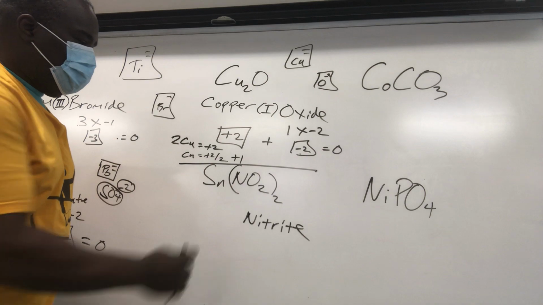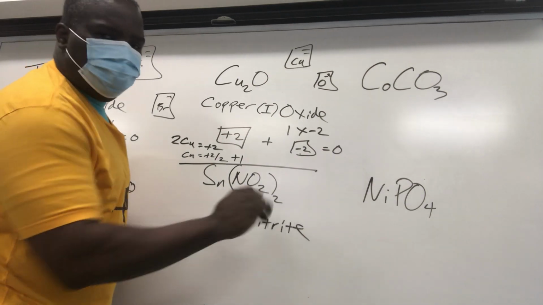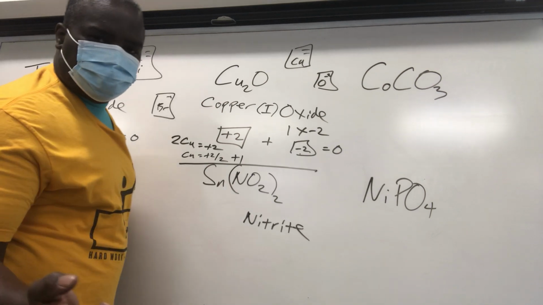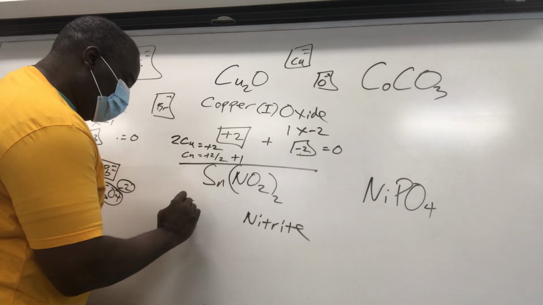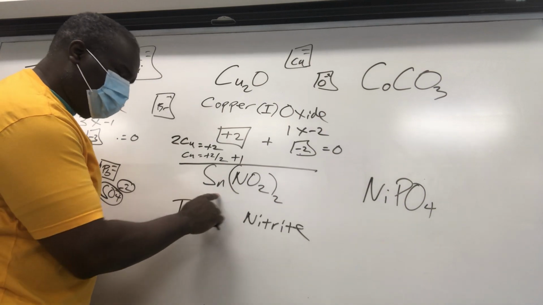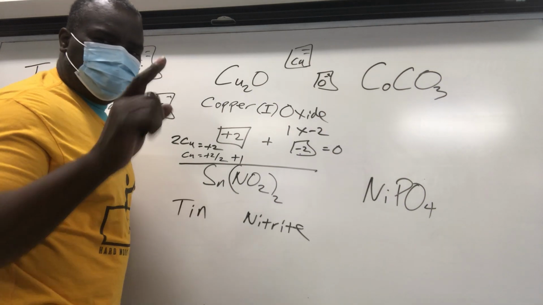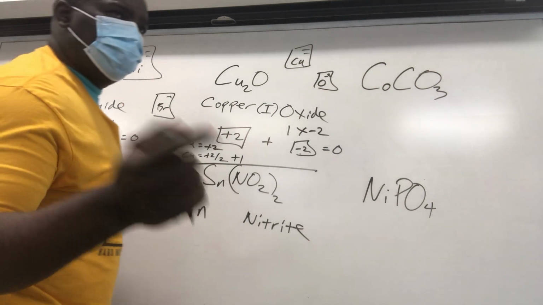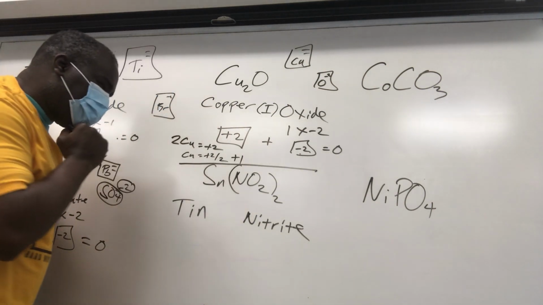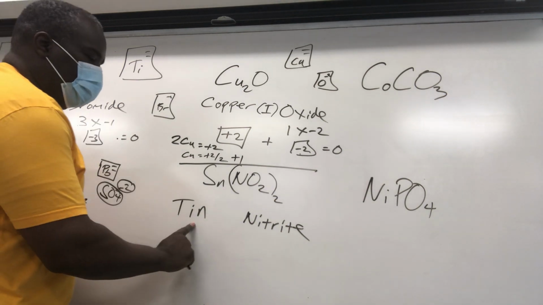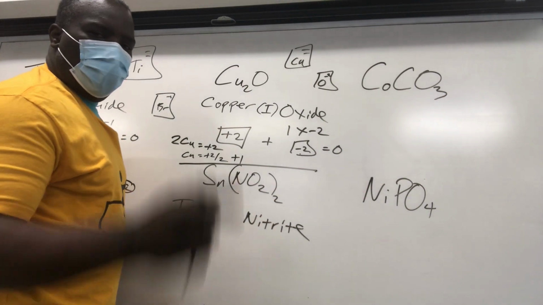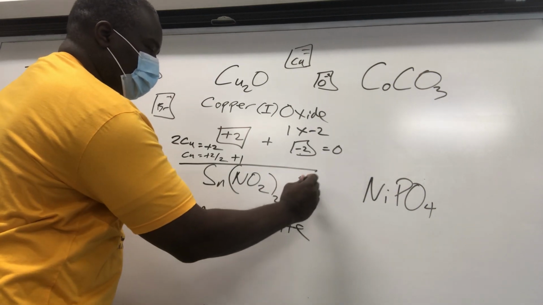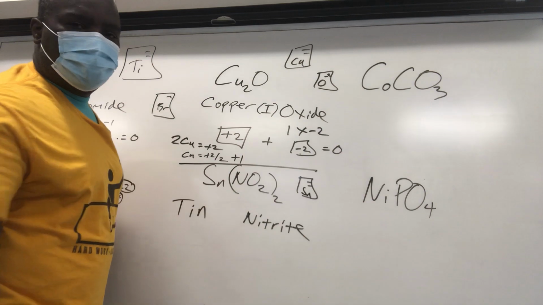Notice I'm not saying nitrogen dioxide, no. It's just nitrite, bam, done. Sn, what's Sn? Sn is tin. And once again, if you're not sure about the particular names, find it on the periodic table, find the atomic number, look on table E, or table S, and you're good to go. So tin nitrite would have been the answer, but since tin, Sn, has multiple oxidation states, we got to use Roman numerals.